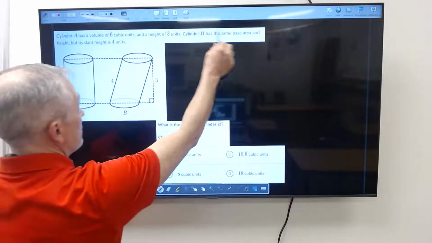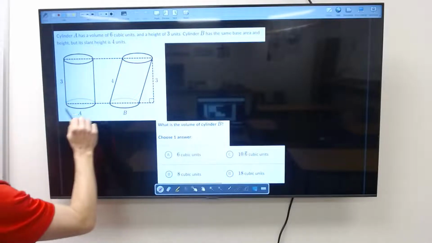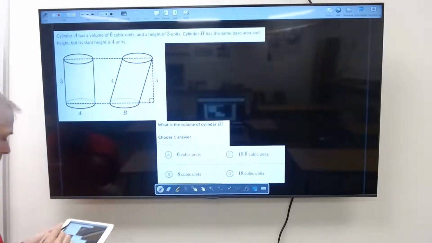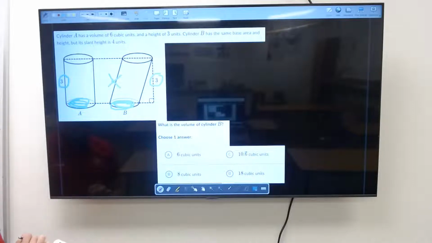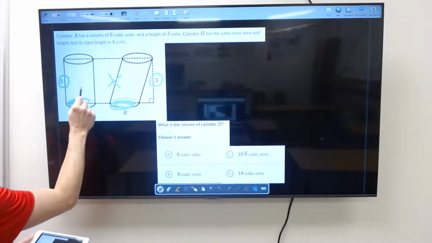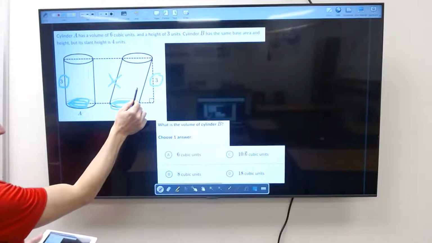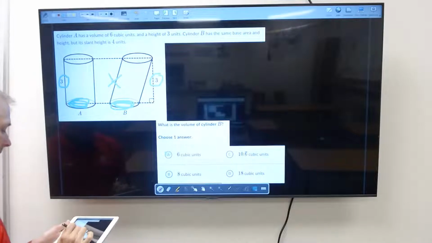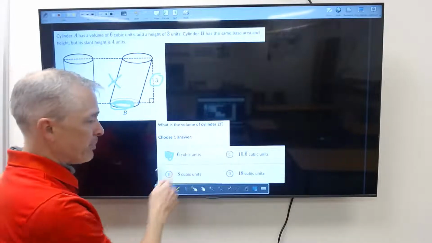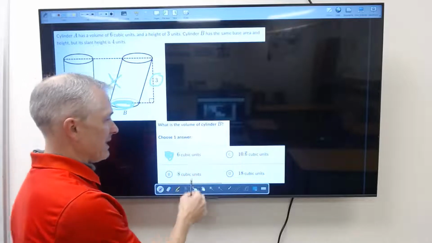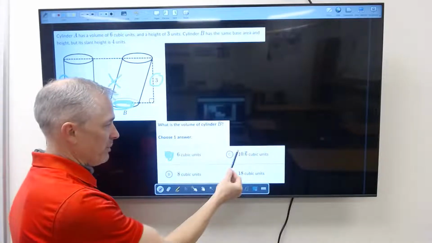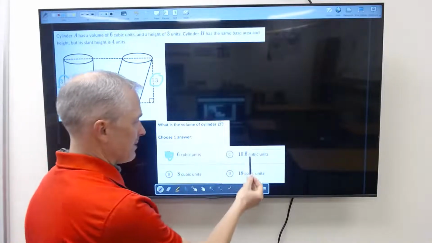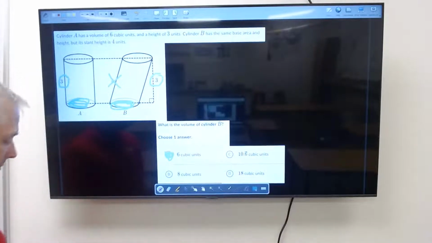Cylinder A has a volume of 6 cubic units and a height of 3 units. Okay. Cylinder B has the same base. So we're learning same base, same height, fake news, and this volume is 6. So what's this volume? 6. Done. I kind of don't like that they put it first because it's easier to get distracted if they put it somewhere in the middle. But I see what they did. They just went in order numerically, smallest, next biggest, biggest. Okay? Simple, simple.